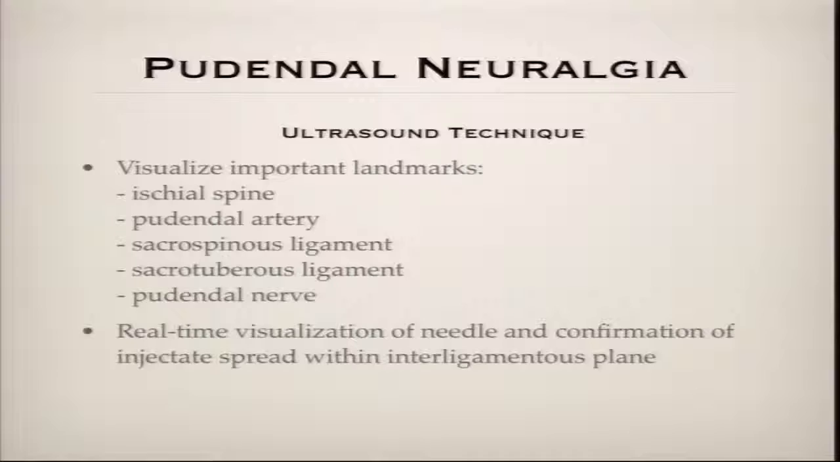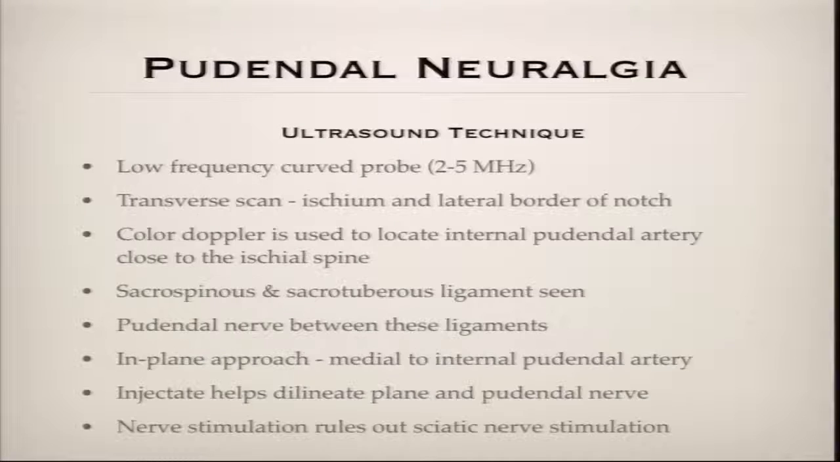With ultrasound, you can visualize all the important landmarks in that area: the ischial spine, the pudendal artery, sacrospinous ligament, sacrotuberous ligament, and the pudendal nerve itself. And using the combination of these structures, you can locate the exact area of injection, real-time visualization of the needle, and real-time confirmation of the injectate spreading between those interligamentous planes.